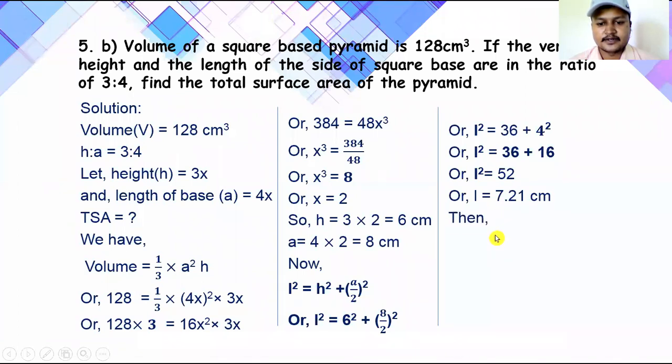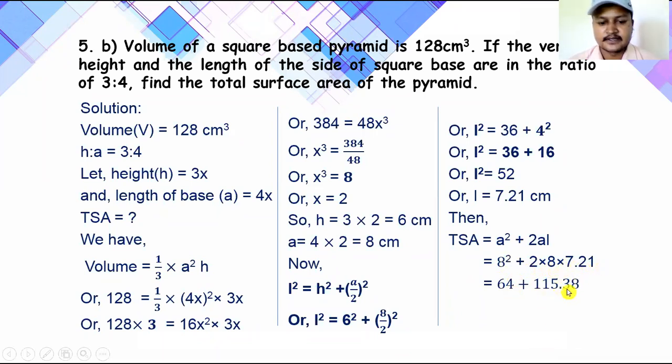If L is 7.21 centimeter, total surface area is equal to A square plus 2AL, that is 8 square plus 2 into 8 into 7.21. 8 square is 64, and 8 into 2 into 7.21 is 115.38. Find the total sum of it: 179.38. So 179.38 square centimeter is the required answer.